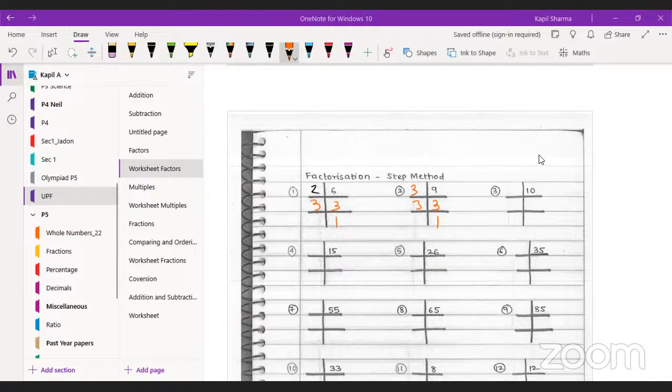Third one, 2 times 5 is 10, then 5 times 1. Fourth one, yes, good. Revarth, 3 times 5, 5 times 1. Then here it is 26. So 2 times 13. Now 13 is a prime number. So 13 times 1.